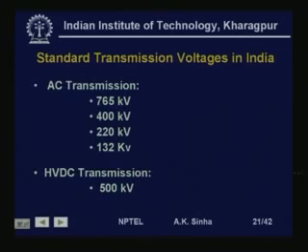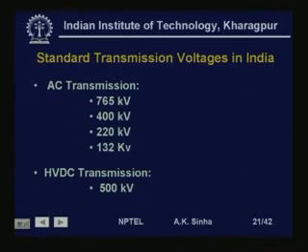The standard transmission voltages in India are basically 132, 220 and 400 kV. Now 765 kV transmission is also being built in India, and we are going to have a number of 765 kV transmission systems to carry the large amount of power that we need to transmit.